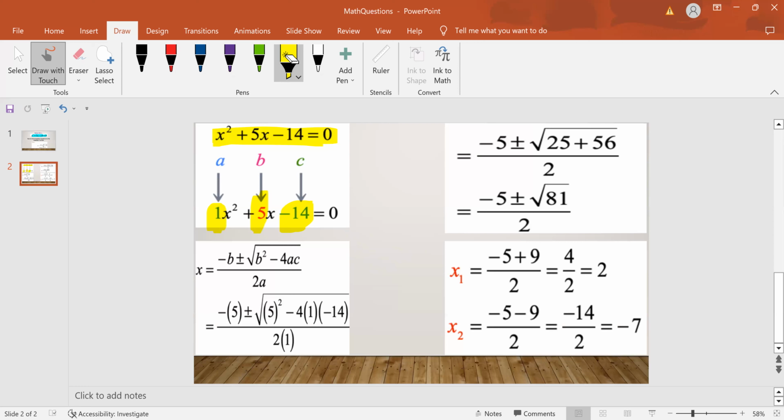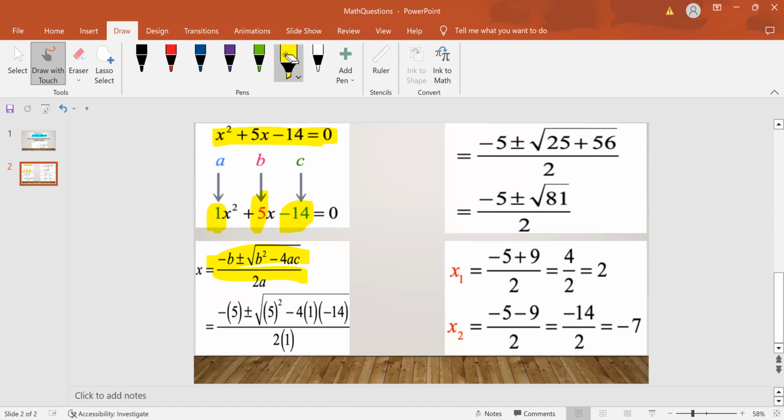So after you figure out a, b, and c, the rest is just to plug in. The crucial part for this question is that you figure out the correct a, the correct b, the correct c before you move on. If you don't get the correct a, b, and c, that will affect your final answer, and you're probably going to get the wrong answer. So let's see.